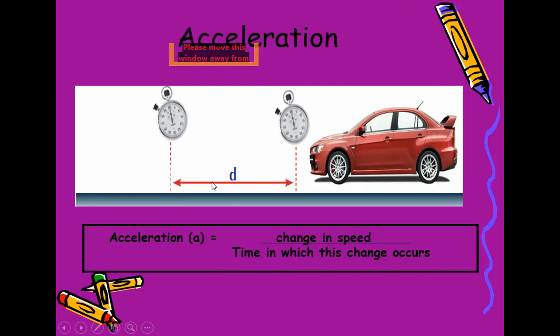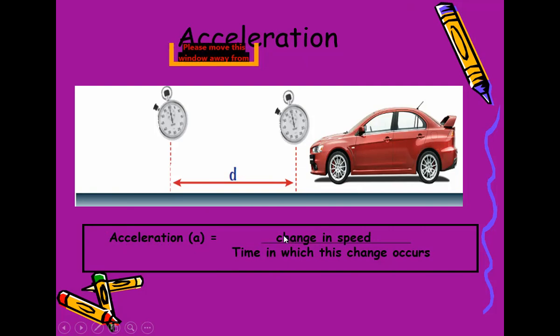So if I have distance and time, I calculate the speed. But acceleration does not equal the speed divided by time; it equals the change in the speed. What is the meaning of the change? Change means V final minus V initial.